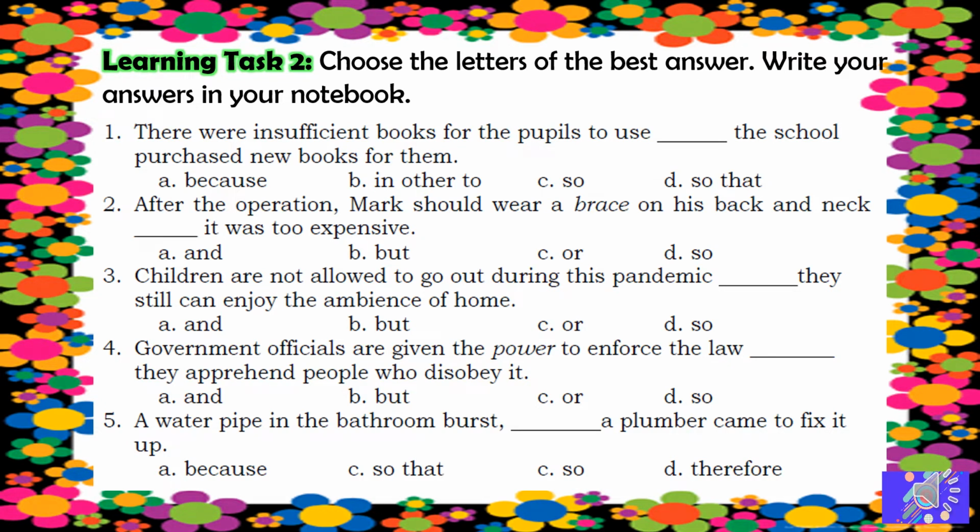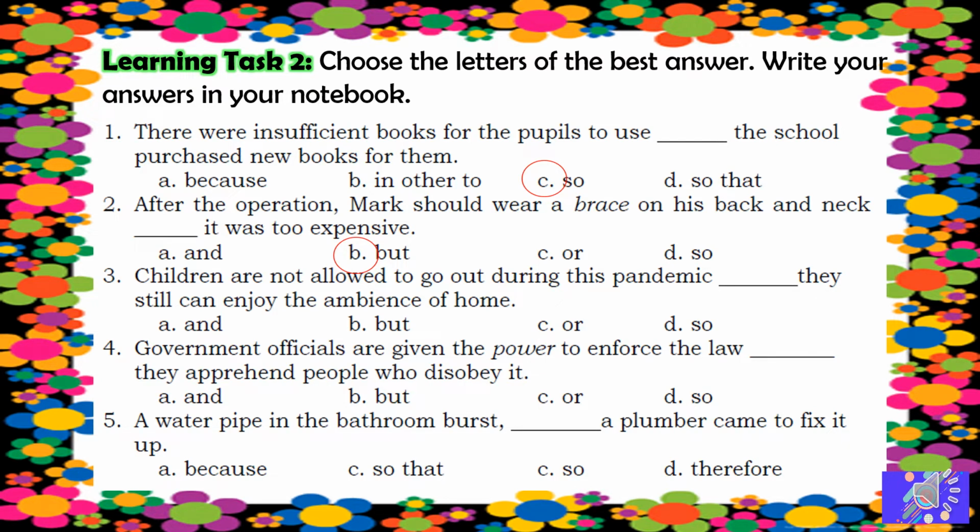Okay, so we will choose the best conjunctions for item 1 to 5. So for number 1, there were insufficient books for the pupils to use. The answer, so. So the school purchased new books for them. Number 2, after the operation, Mark should wear a brace on his back and neck. And the conjunction, the answer is letter B, but it was too expensive.